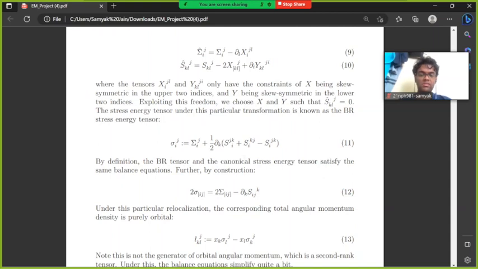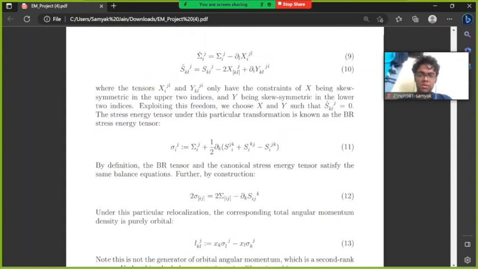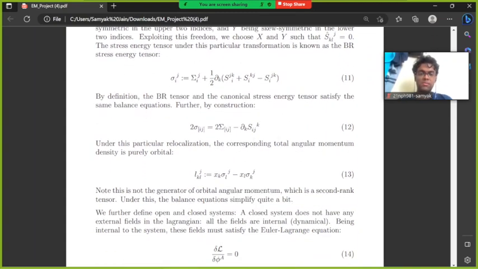So given a Lagrangian, we can find the canonical spin density and the stress energy tensor. And in terms of that, we can find this BR tensor. And because we define the BR tensor using equation number 9, equation number 12 immediately follows, which tells us the difference between sigma ij and sigma ji.